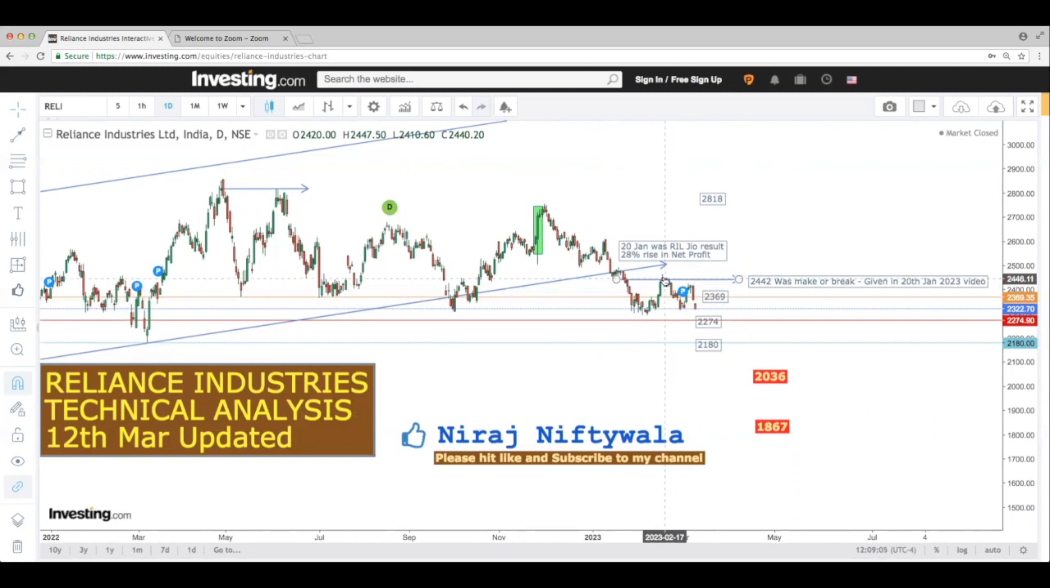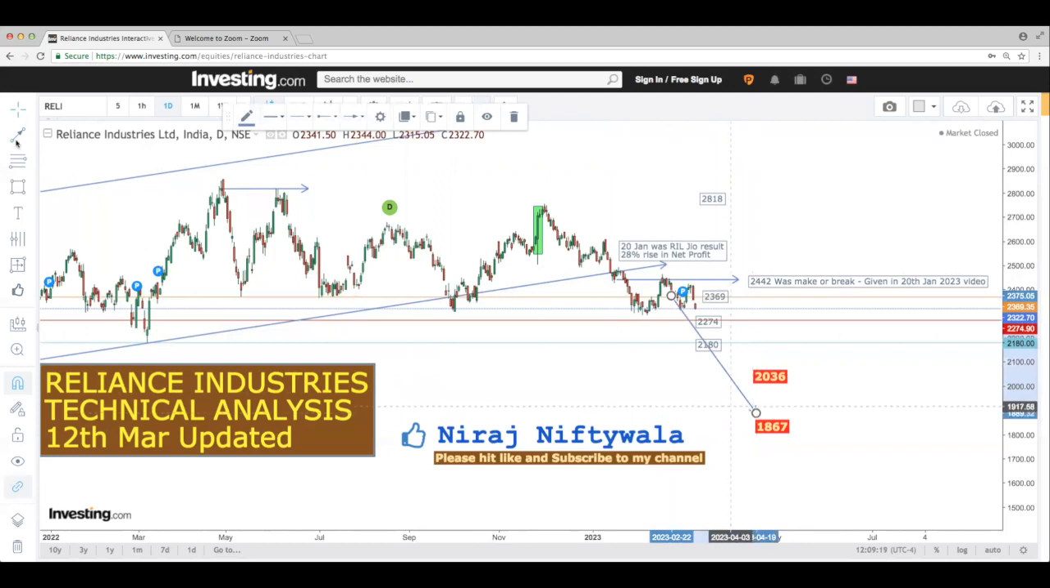a 120 rupee up move. We are not talking about a 120 rupee up move. That's okay if you are a trader, but if you are an investor, you want to let it fall till at least 1867, and then after the fall, when it comes back up, you would get a decent amount of return, where Reliance can fall till 1867 and make a comeback all the way till the 2442 level, which I have marked.